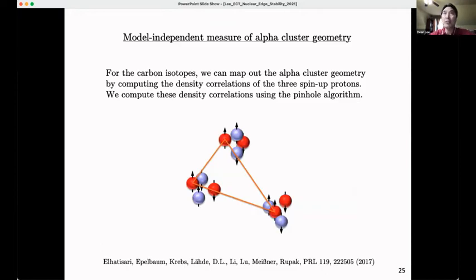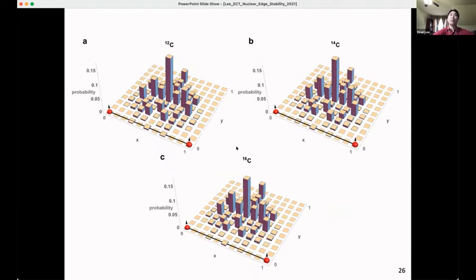The other question is about the geometry of alpha clusters. How could you actually see a tetrahedron or a triangle in a given nucleus that's well bound? Well, one way to do it is to use a proxy. For example, you can measure the correlations of spin-up protons. So we did this for some of the even carbon isotopes, and we measured the correlations of 3 spin-up protons in these carbon isotopes.